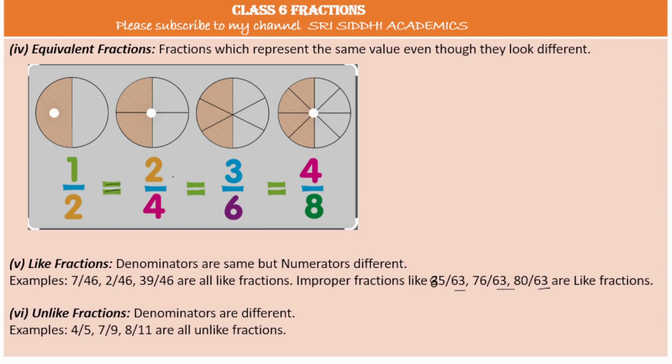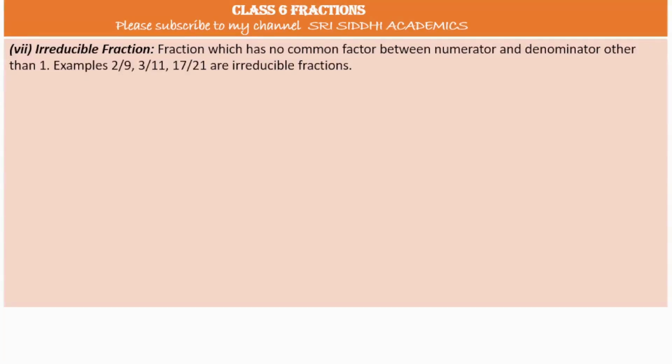Let's move to the next type of fraction. Another kind of fraction is irreducible fraction. Irreducible मतलब क्या? जिसको और reduce नहीं किया जा सकता, उसे और छोटा नहीं बनाया जा सकता. What are irreducible fractions? Fractions which have no common factor between numerator and denominator other than 1. मतलब दोनों नंबर्स कोप्राइम हैं. Like 2 by 9, दोनों में कोई कॉमन फैक्टर्स नहीं है. So 2 by 9 is an irreducible fraction.